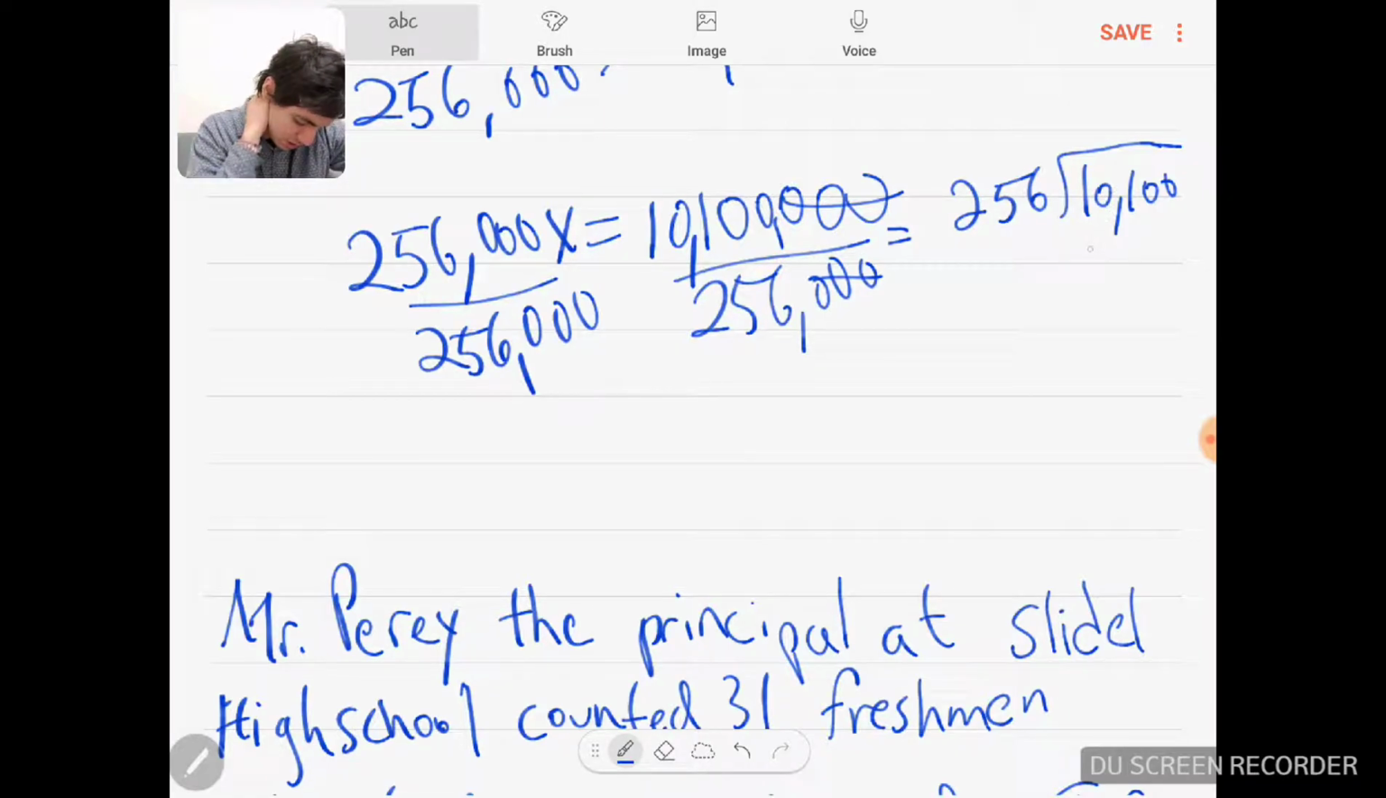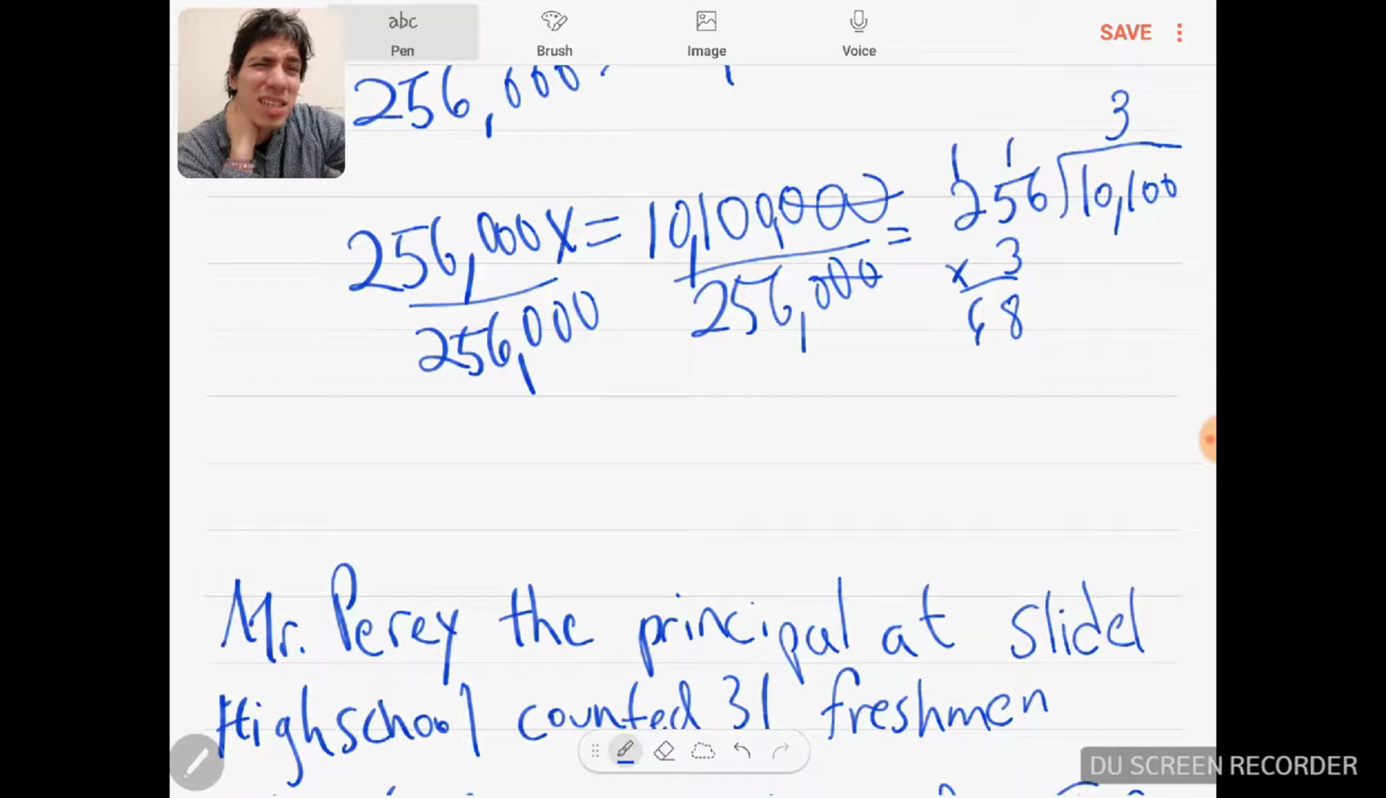I know 256 won't go into any of these until 10,010. So then I have to multiply this by 3. 3 times 256, what is that? 18, carry the 1, 16, 7. So I get 768. I subtract, what do I get?